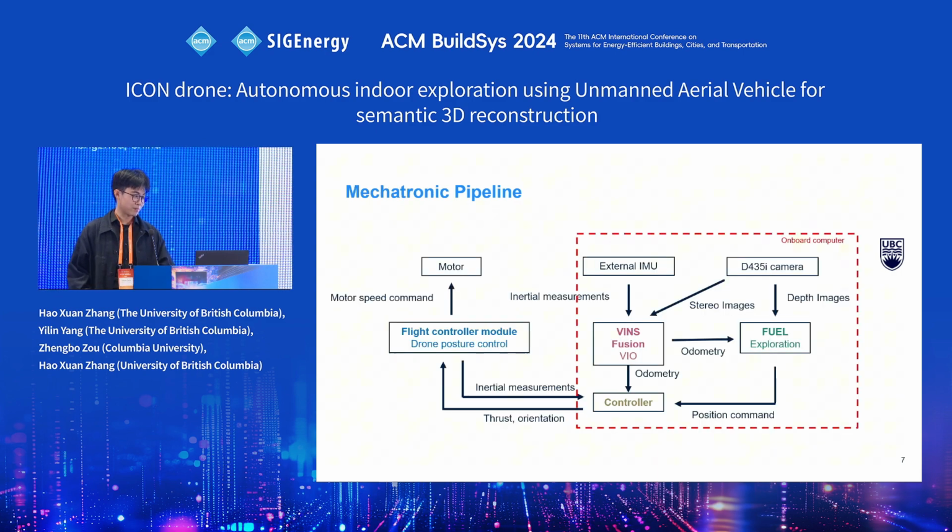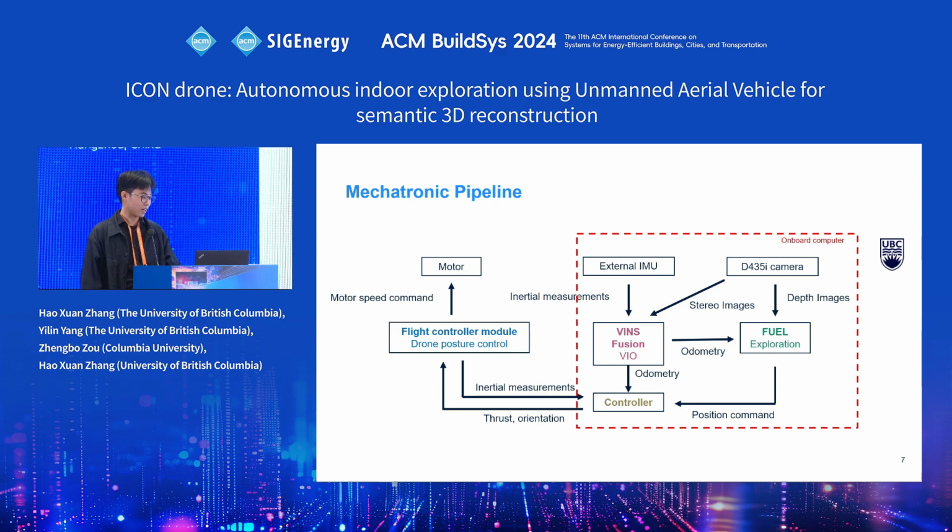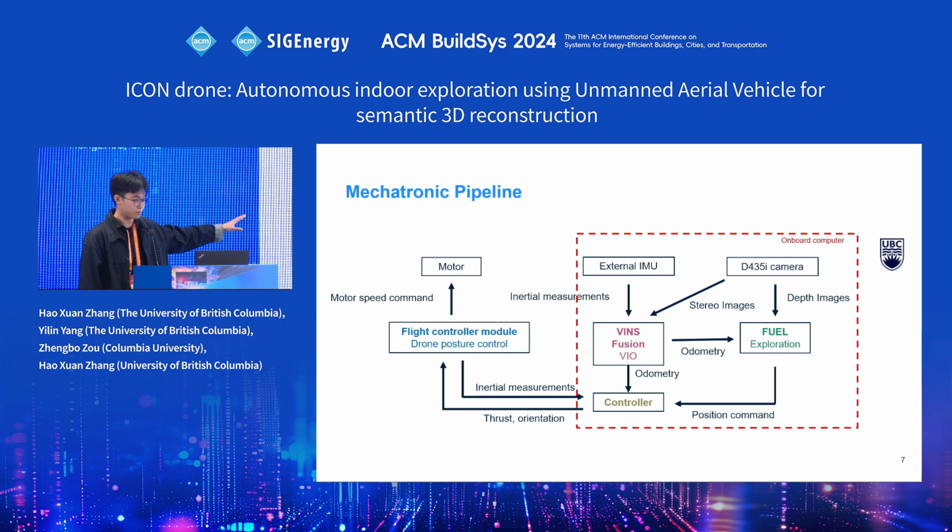Here is the mechatronic design of our drone. In the big picture, we can divide it into 2 parts. On the left is the flight controller module, which controls the posture and how the drone moves, like the low-level controls. On the right side, on an onboard computer, are the high-level controls, which you can think of as the brains of a human.